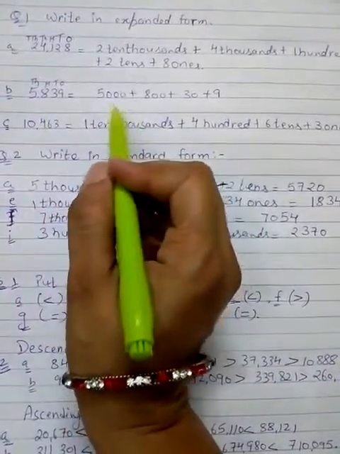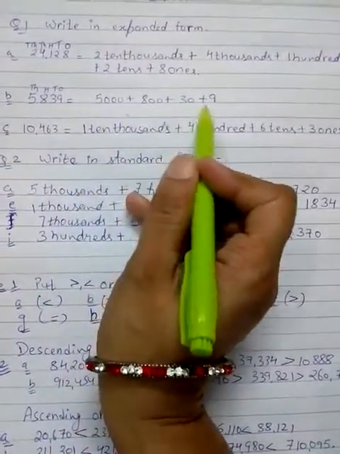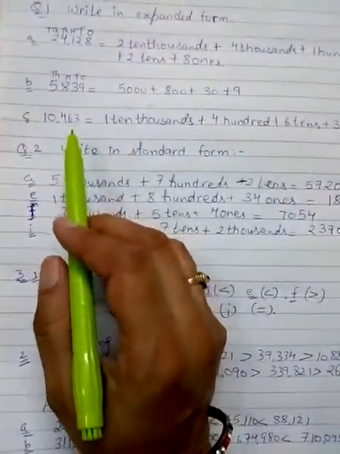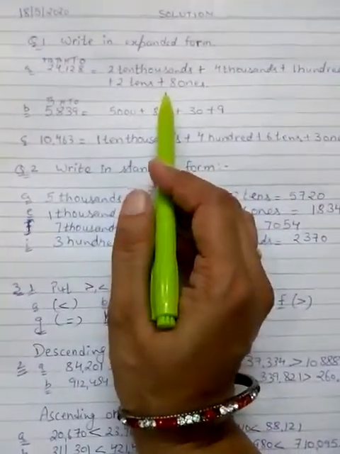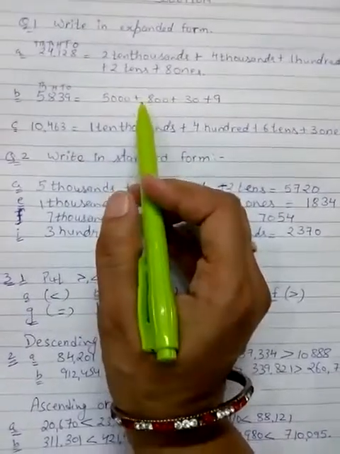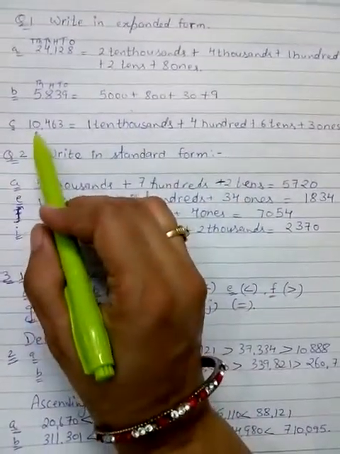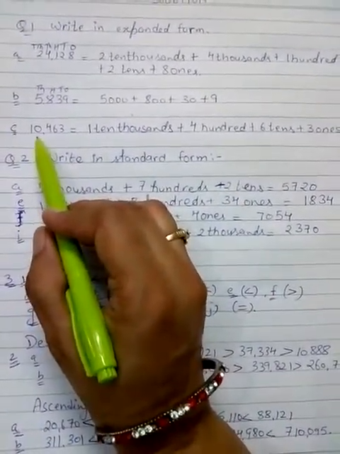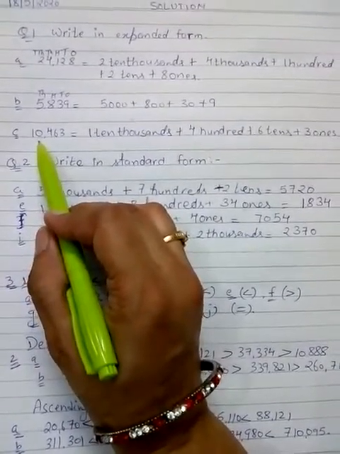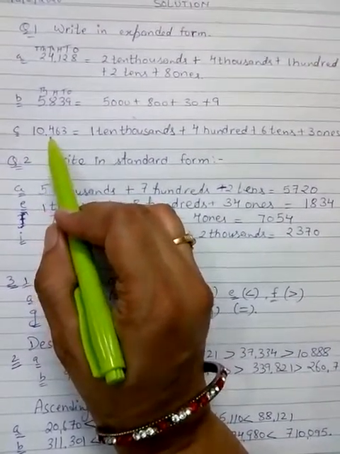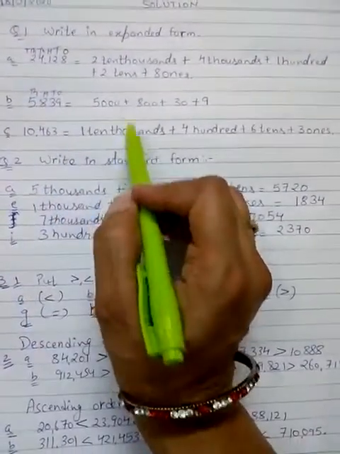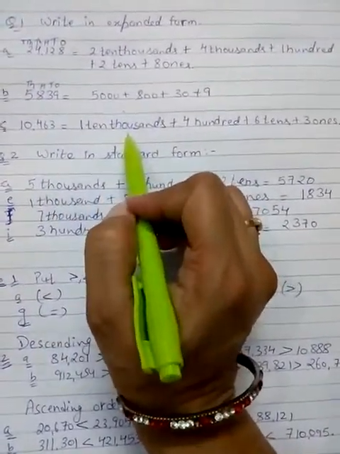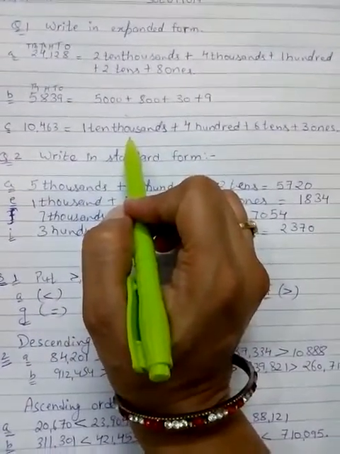Okay beta, so 5,000 plus 800 plus 30 plus 9. Again, if you want to write in that method, the example is given to you, that's why I'm writing it. But if you want to write like 1,000, there is no 1 at 10,000, and 1,000 is not there, 0, so no need to write that one. Okay beta, 400, 6 tens and 3 ones. You can choose any way. You can write in any method.